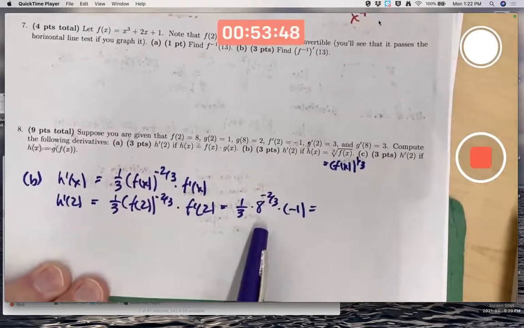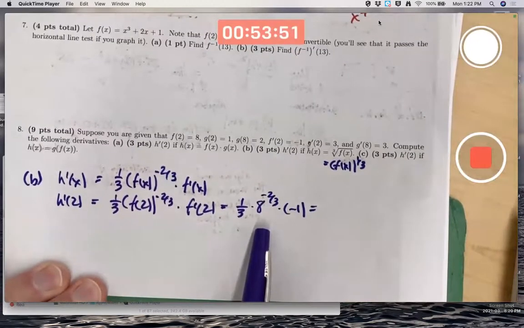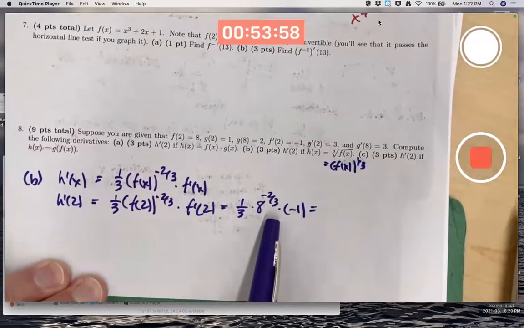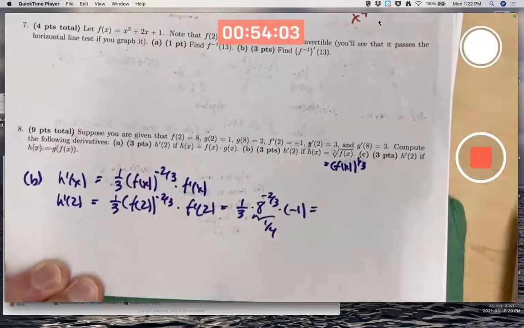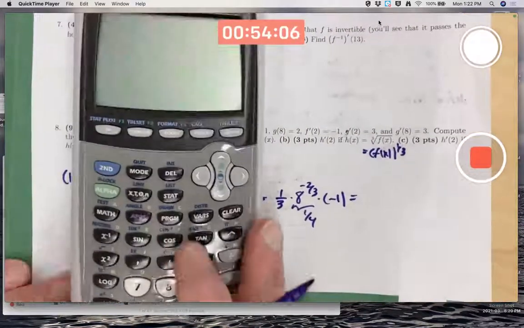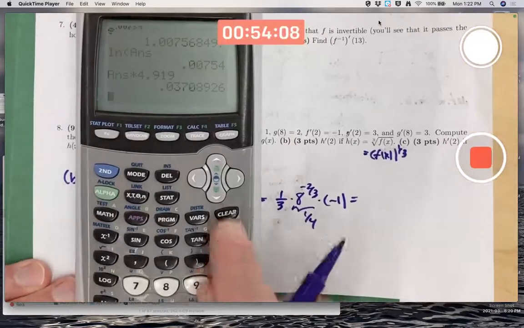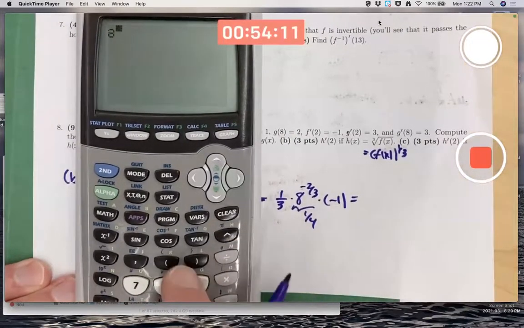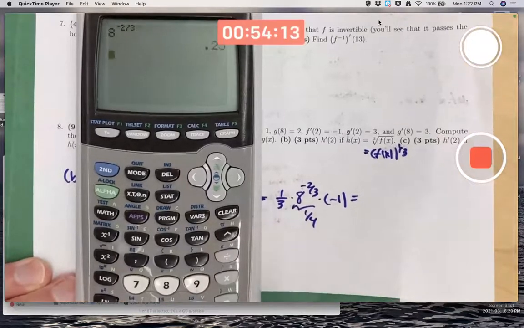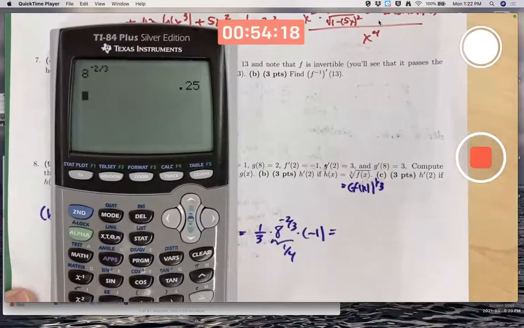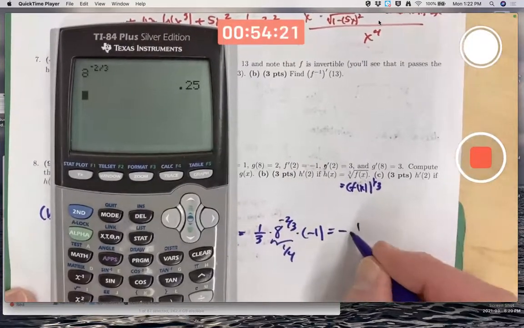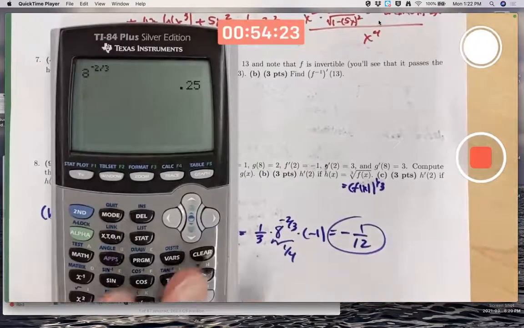Can you do that in your head? 8 to the 1/3 power is the cube root of 8, which is 2. 2/3 power, you'd square that to get 4. Negative 2/3 power means it's a 1/4. This is a 1/4 in disguise. If you're not sure, the calculator can give it to you as well. 8 to the negative 2/3 power is 0.25, or 1/4. Times 1/3 times -1 is -1/12. There's the answer to part B.